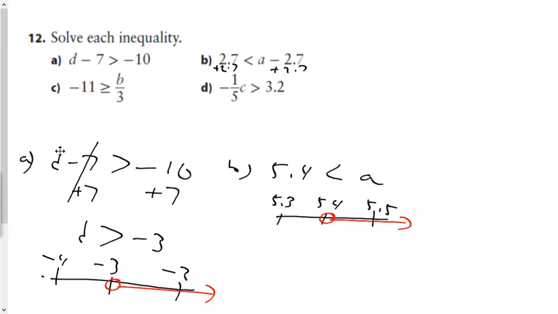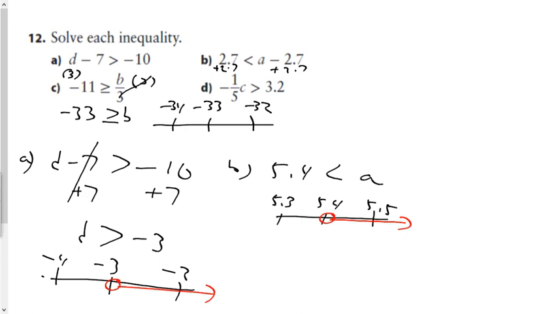Just like that. C, I'm going to multiply both sides by 3. And C will be any value less than or equal to -33. I didn't flip my sign because I multiplied by a positive value. In your number line, -33, -34, -32. All values less than or equal to -33.